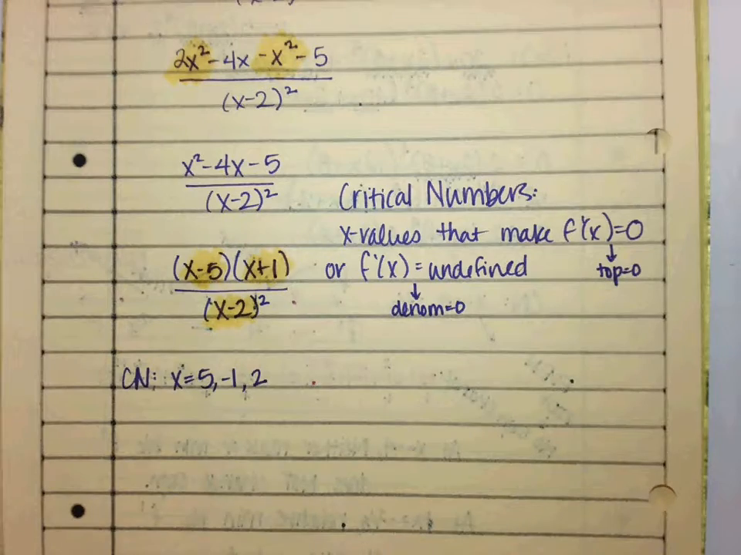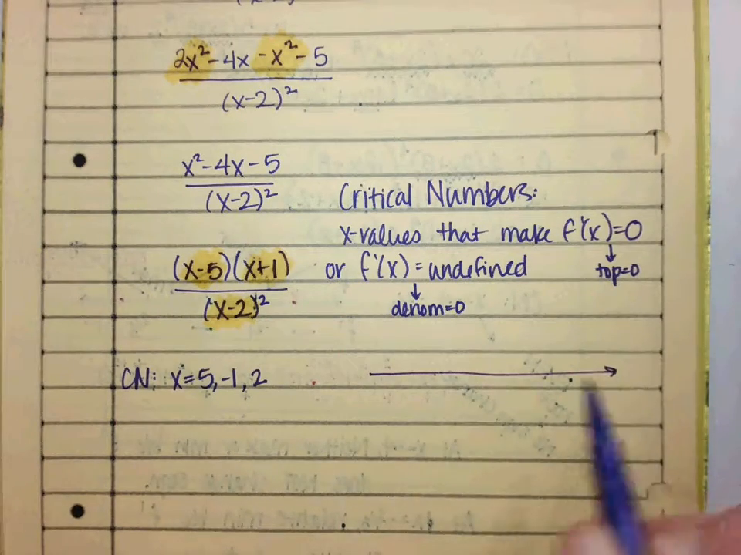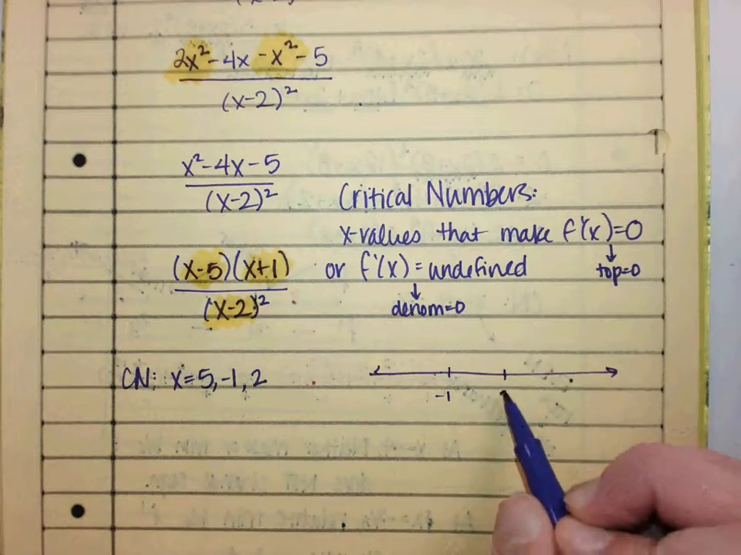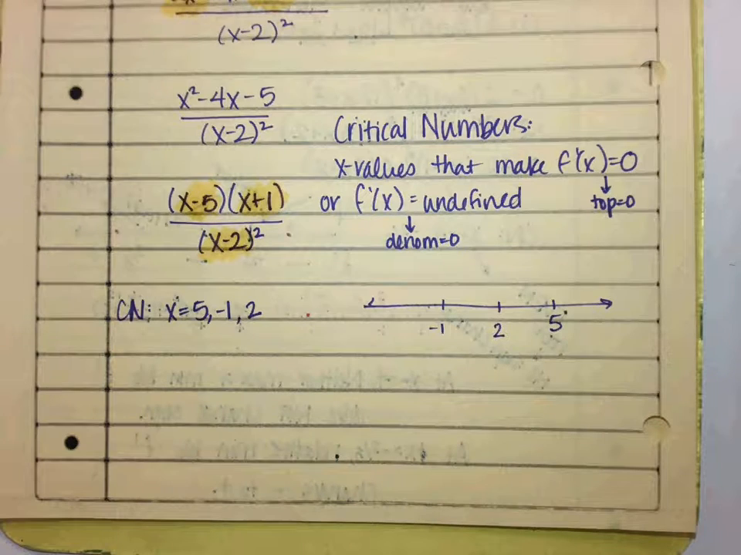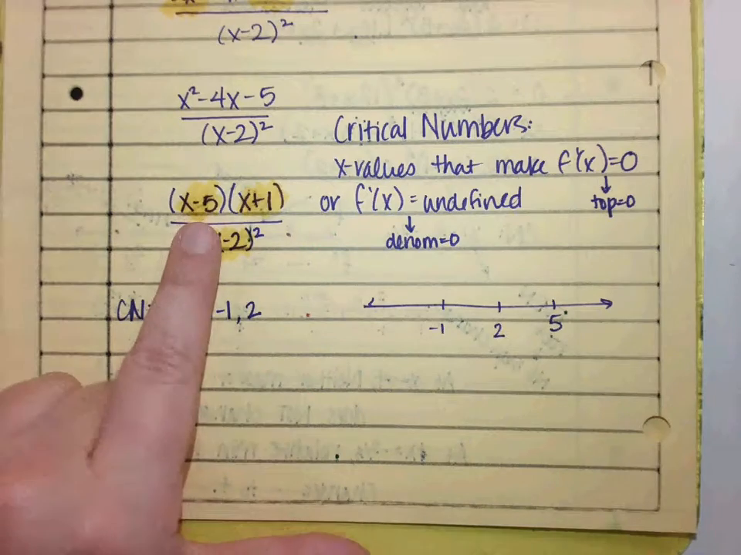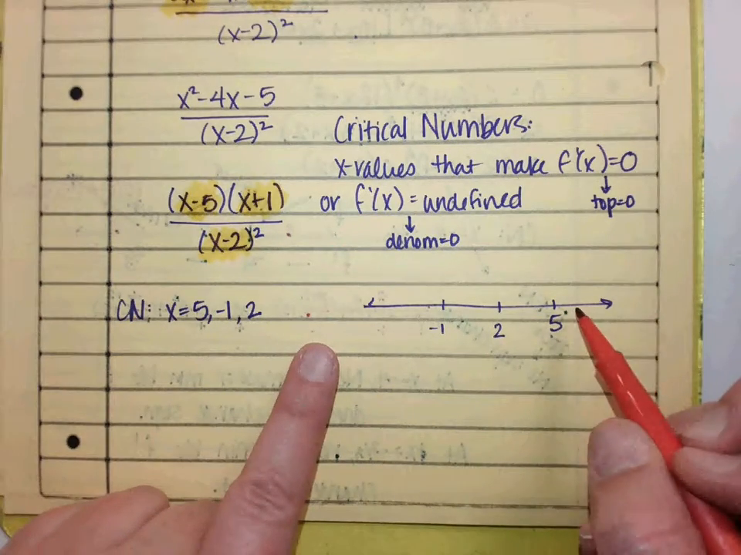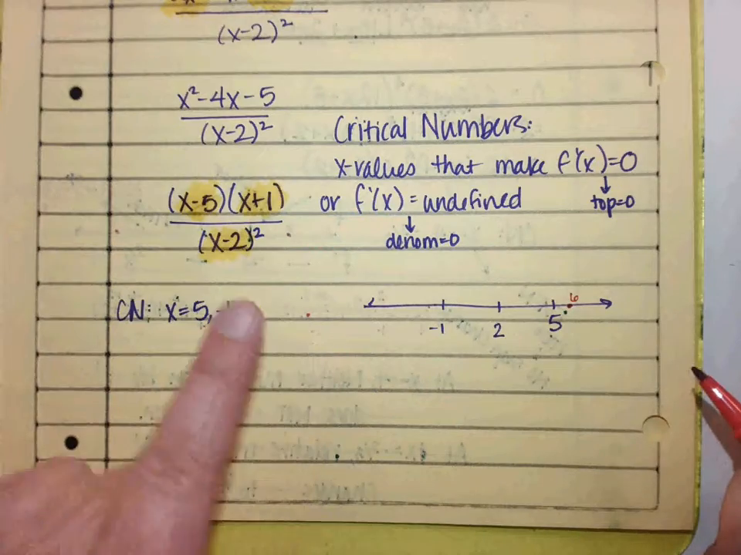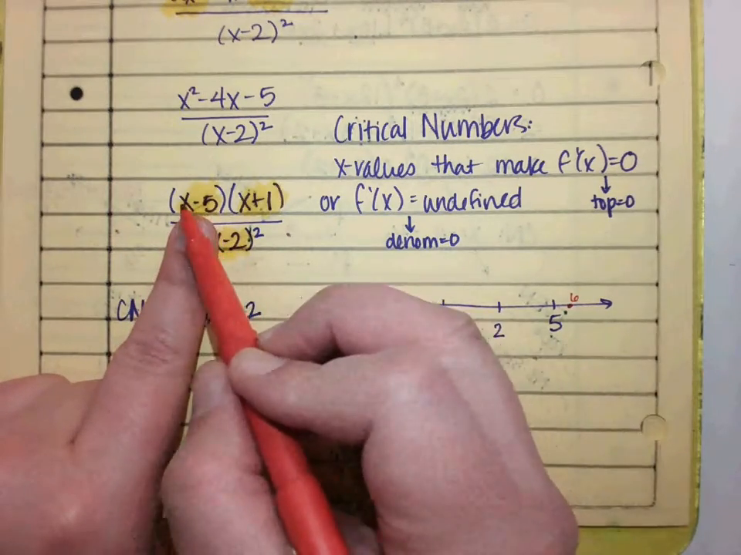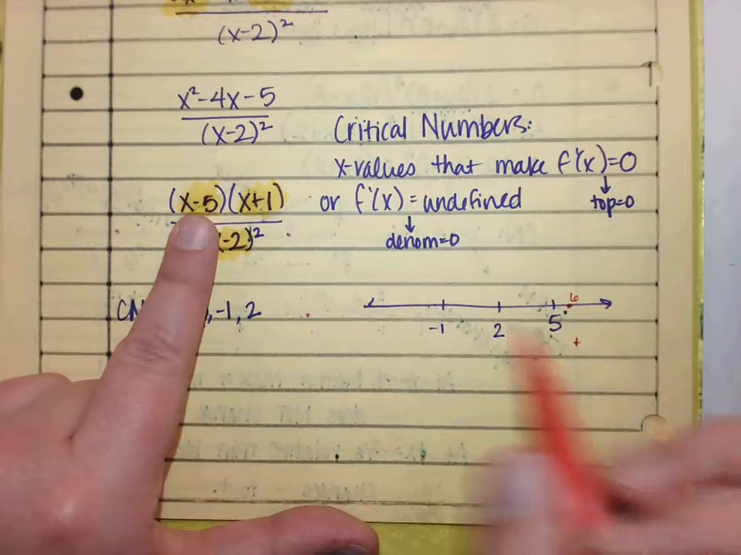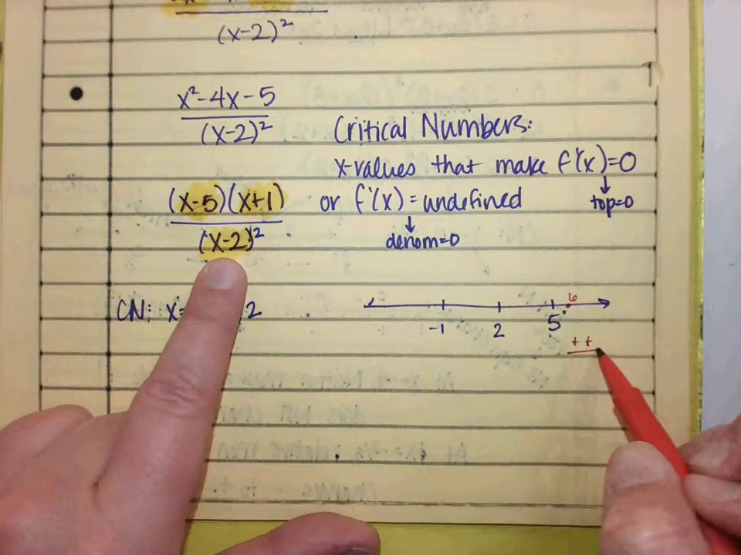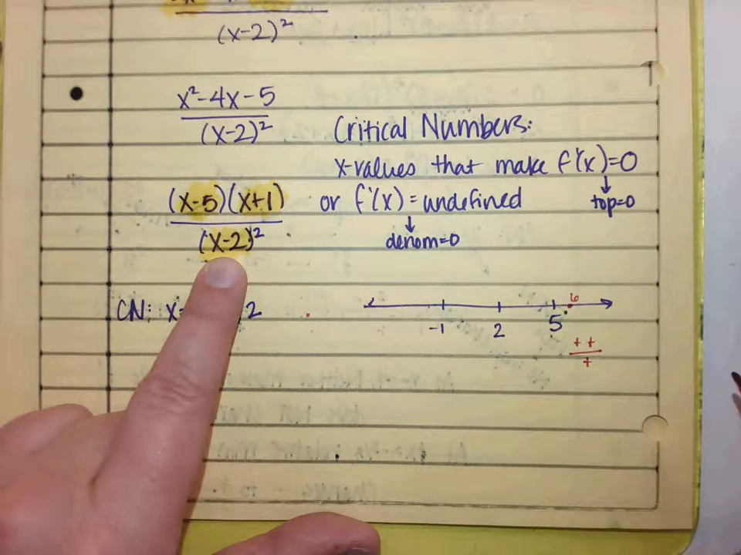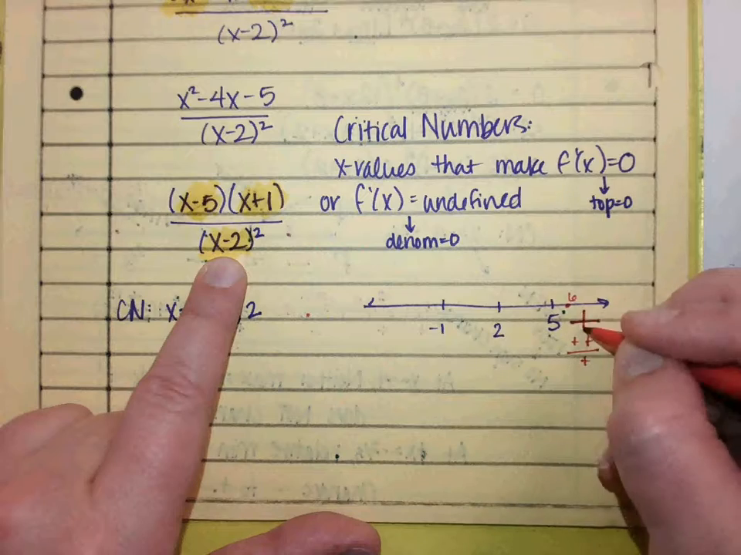From there, set up your number line test. Negative 1, 2, 5. Pick a number a little bit bigger than 2. Say I pick 3. Okay, as I plug in, we're going to do a little bit of this in our head. Actually, let's pick a number bigger than 5. Say we pick 6. So I'd have 6 minus 5, which comes out positive. 6 plus 1 comes out positive. And then 6 minus 2 comes out positive. Divide 3 positives, get a positive.